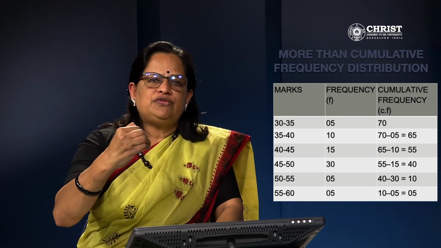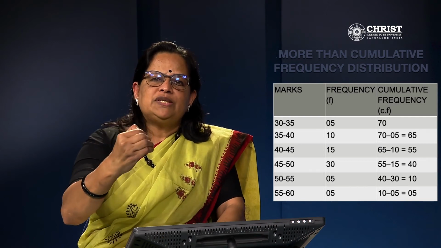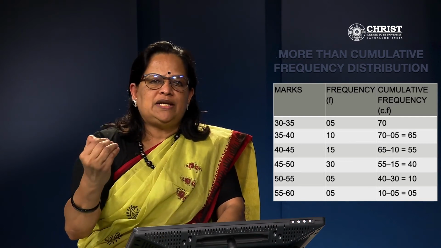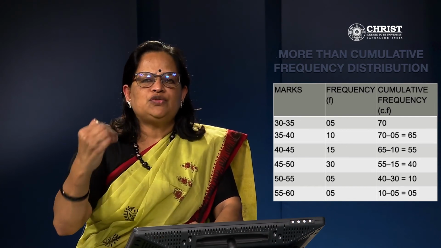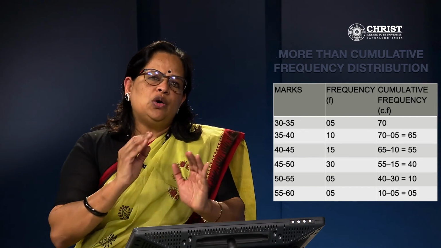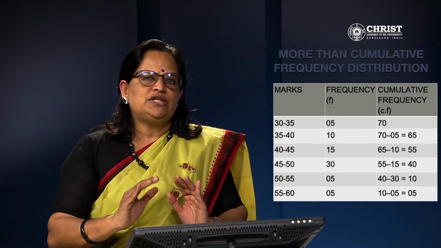Next is 50 to 55. So 30 is the frequency. 40 minus 30 you will get 10. Next is 55 to 60. 5 is the frequency. 10 minus 5 you will get 5. So this is how you calculate the more than cumulative frequency distribution.